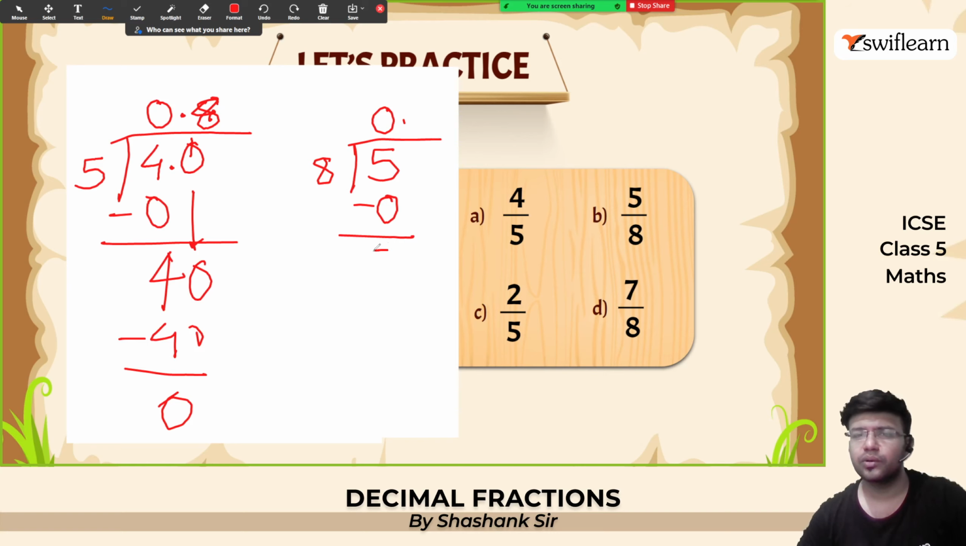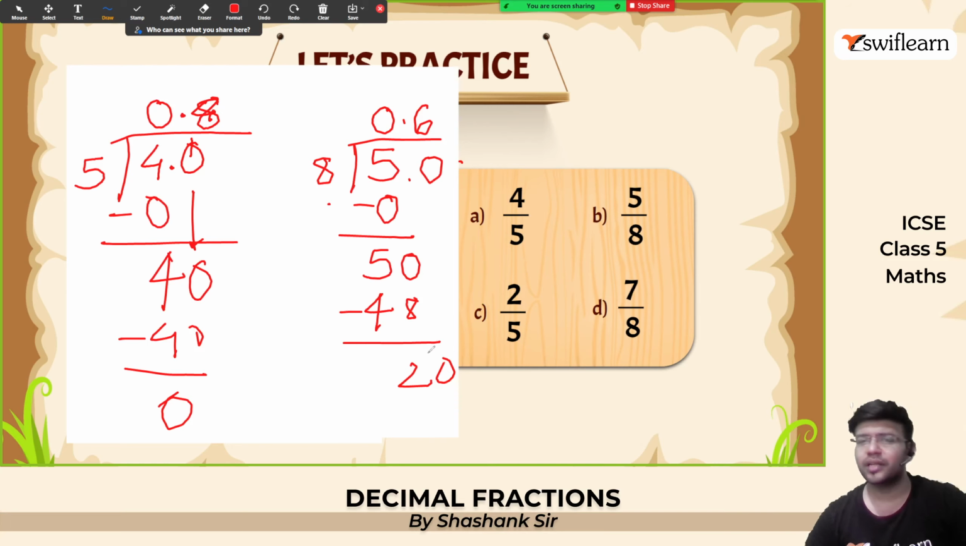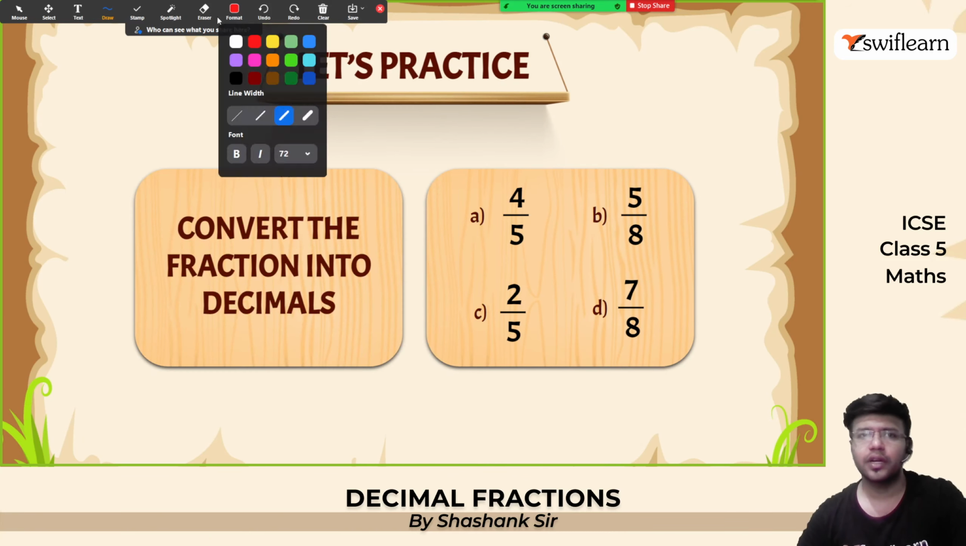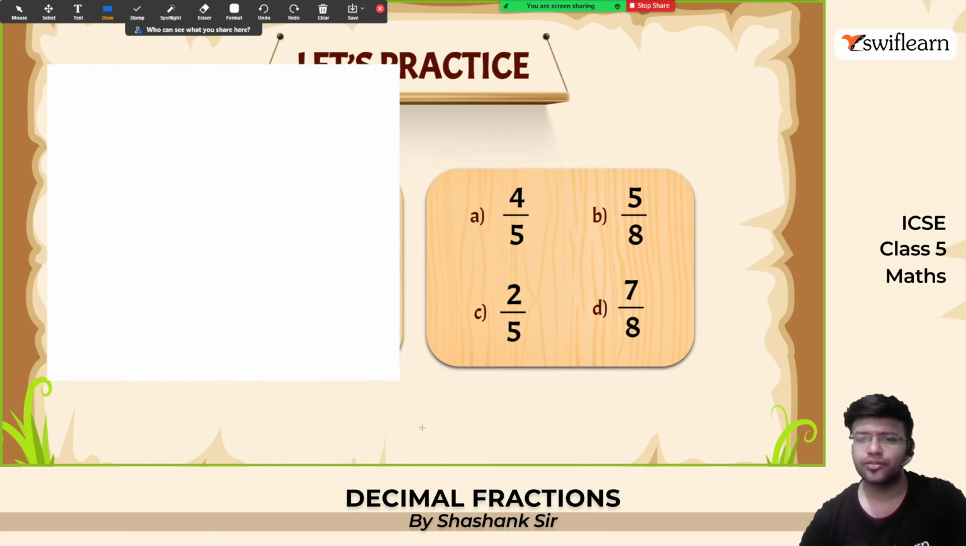8 zeros are 0, 5 as it is, put a decimal point, 0. 8 fives are 40, 8 sixes are 48, remainder is 2, put a 0. 8 twos are 16, subtract 16, you are left with 4, and 8 fives are 40. So 40 minus 40 is 0. So this answer is 0.625.